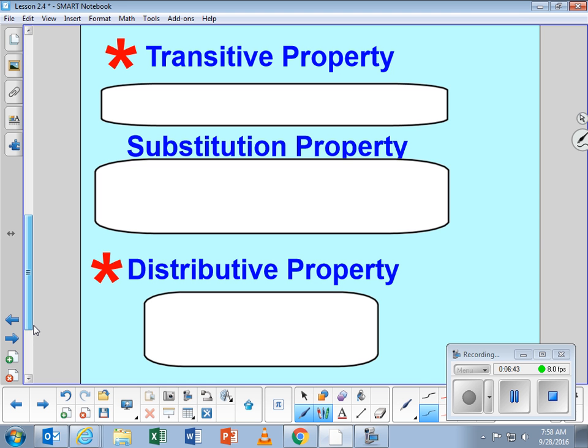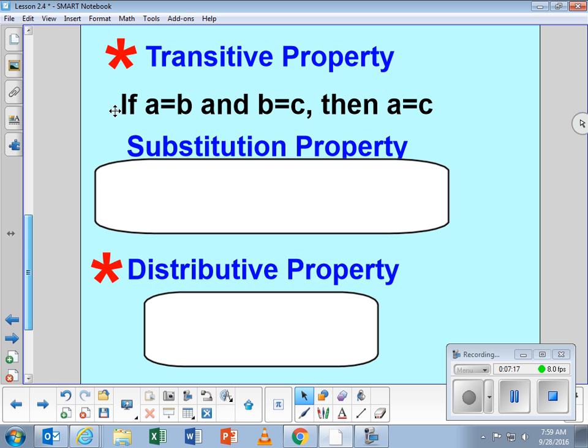I'll help you out. If P then Q, and if Q then R are true, then if P then R is true. Okay? Well, transitive property. If P then Q and if Q then R are true, then if P then R is true. Transitive property, sorry, I gotta have a pointer here.